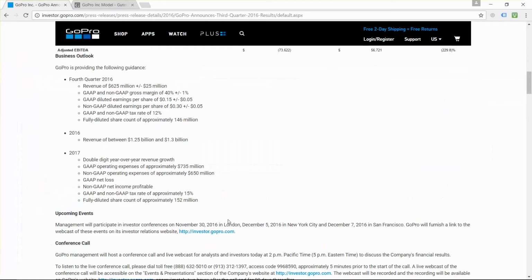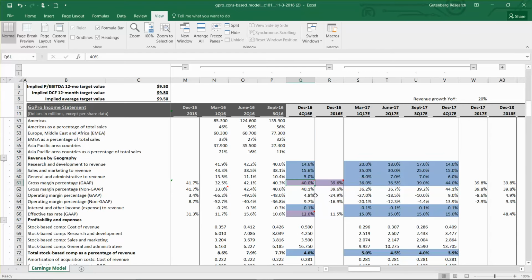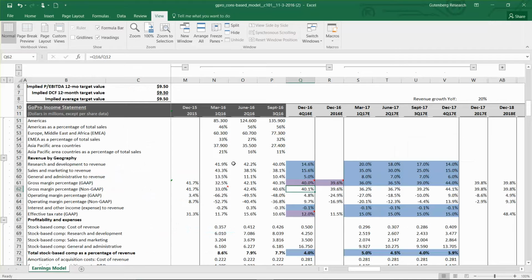So the next piece of guidance that they gave was GAAP and non-GAAP gross margin of 40%. So we essentially just plug that in, 40%. Our non-GAAP gross margin is a little bit higher because we're taking out the stock-based comp and amortization of intangibles, but you can see it's plus or minus 40%. So we're basically at the midpoint there. If you want to do a bull case, you could just plug in 41%, and you could see what impact that has on valuation and EPS.